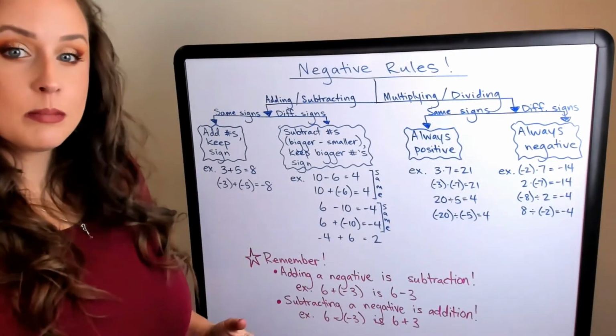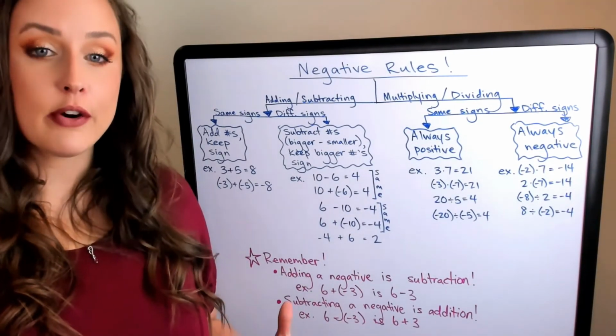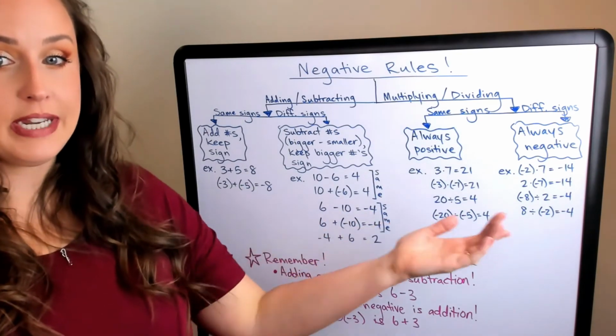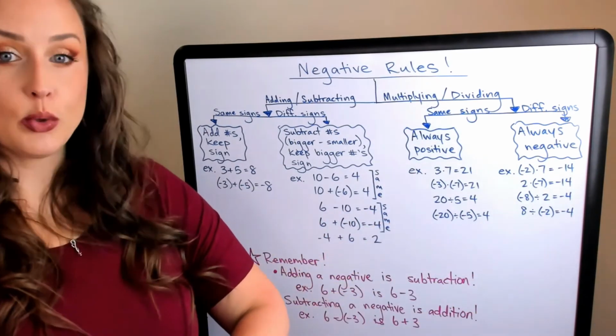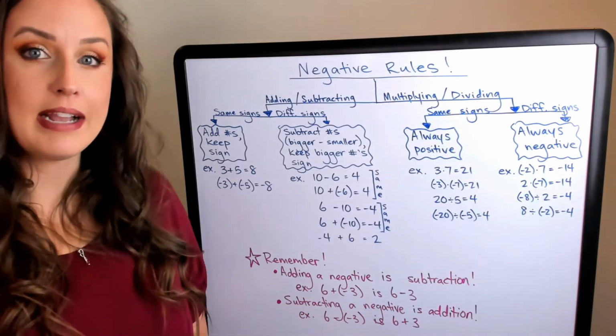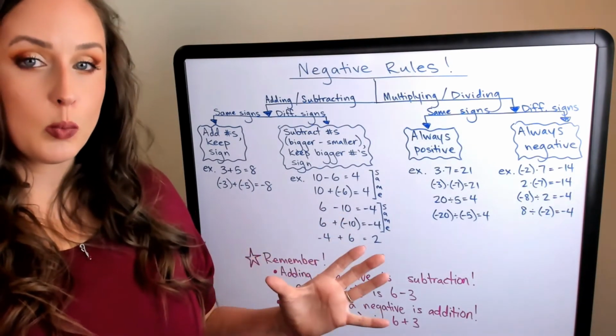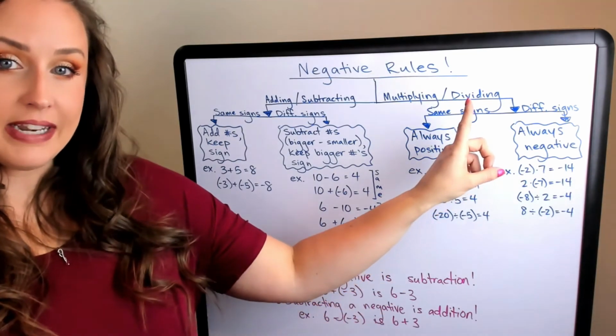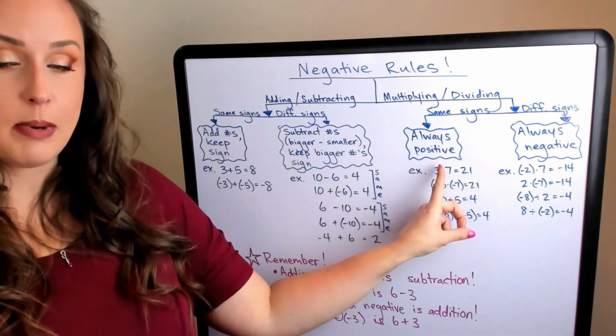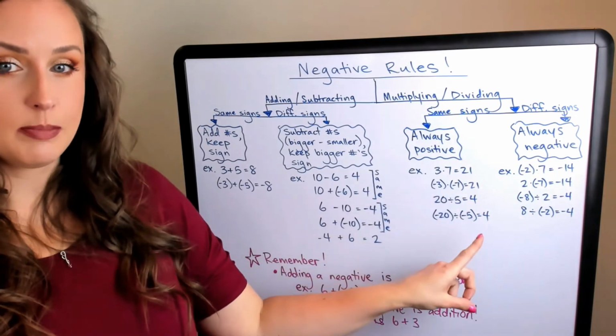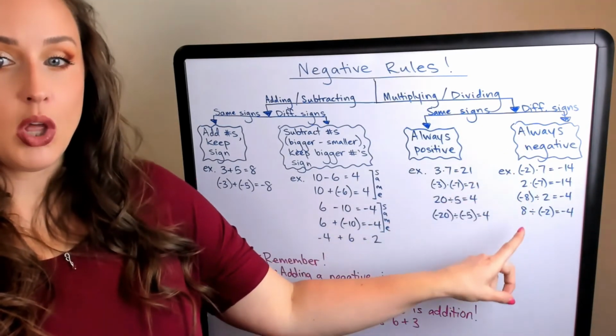Now, it might seem a little bit overwhelming, but I wanted it to be very thorough and include examples under each piece so that you could screenshot it, you can write it down, and you can have all the details that you need. So as a general recap, with multiplying and dividing, if the signs are the same, your answer is always positive. No exceptions, always positive.